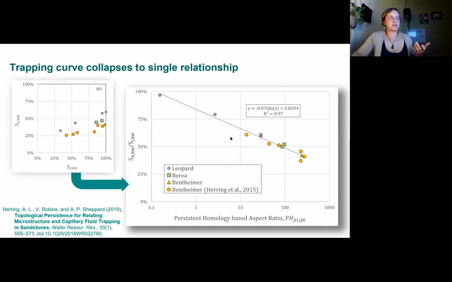Okay, and so the end result here was that for all of these experiments where we did these drainage and imbibition experiments and generated these trapping curves for different porous media, when we instead looked at the trapping efficiency as a function of this persistent homology based aspect ratio, all of the trapping curves collapsed to a single relationship. And so that indicates that for these samples with this formulation, we were able to adequately quantify the structure of the fluid phase such that we could look at the structure and then be able to predict how much of that fluid would be eventually trapped, but assuming a capillary dominated flow regime.